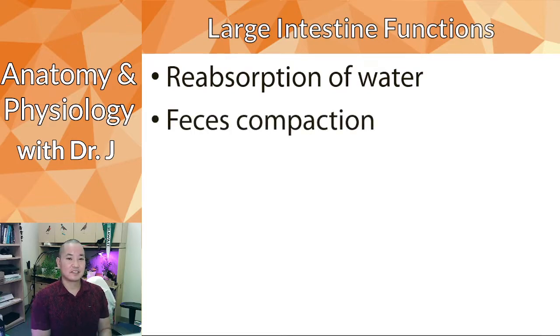And also feces compaction. Now that you've absorbed most of the nutrients in the small intestines, you can start to press it together, because it's harder to absorb nutrients from something that's hard and dense versus all that chyme that's very liquidy and soupy and passing through your small intestines. But now that you've absorbed most of those nutrients, you can compact the waste so you're not passing a huge volume of feces.